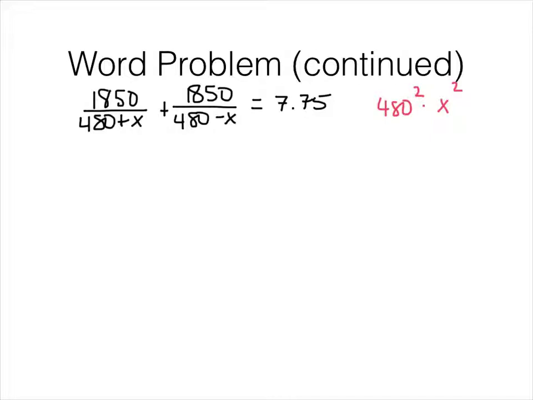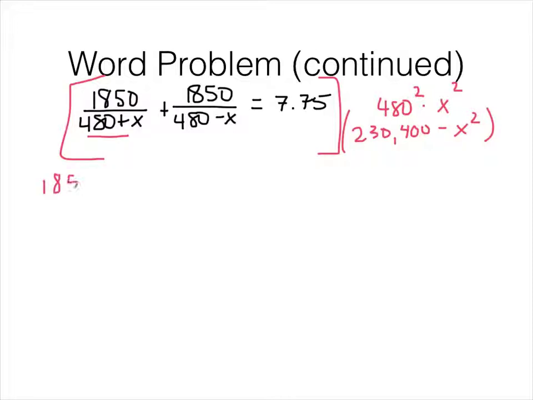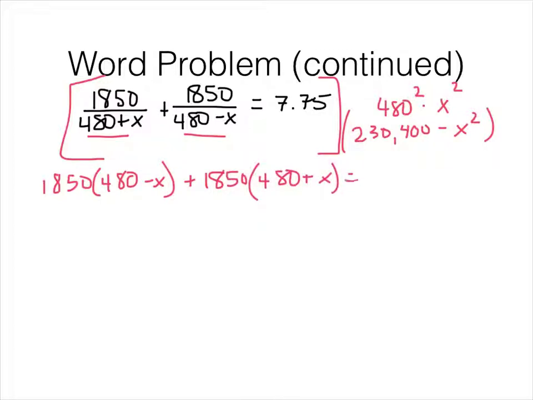So using my trusty calculator, 480 squared is 230,400, minus x squared, and that's what we're going to multiply by the entire equation. On the left-hand side, the 480 plus x is going to cancel, so I'm going to have 1850 times 480 minus x, and then the 480 minus x will cancel in the second part, so it'll be 1850 times 480 plus x. And then on the other side, nothing cancels, we just have to multiply it out.